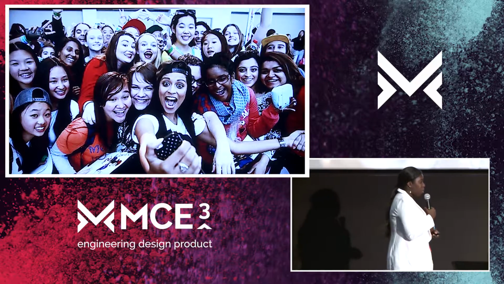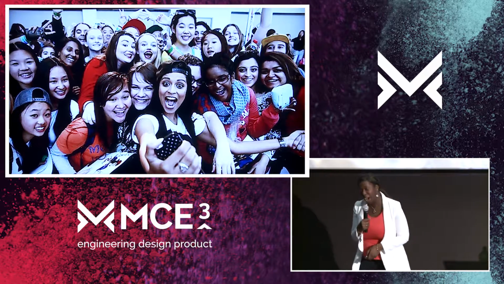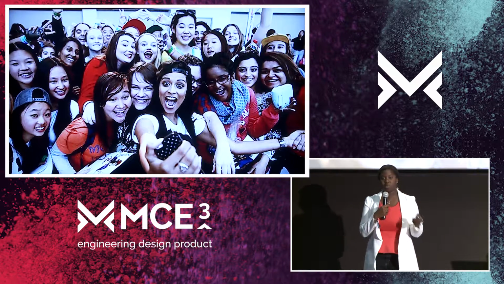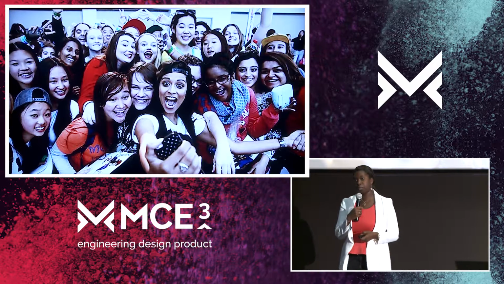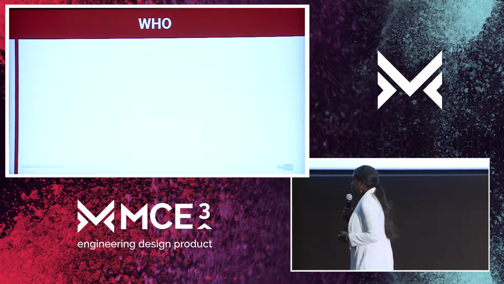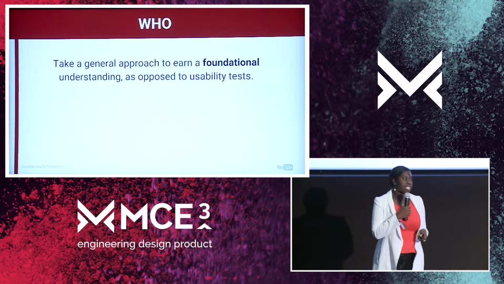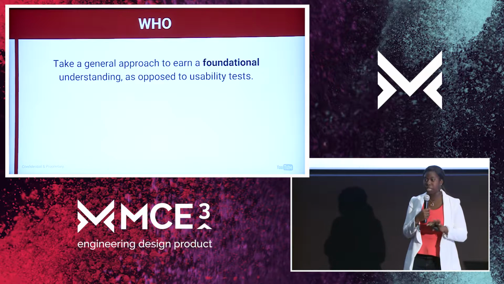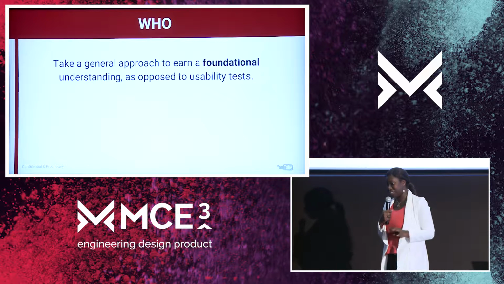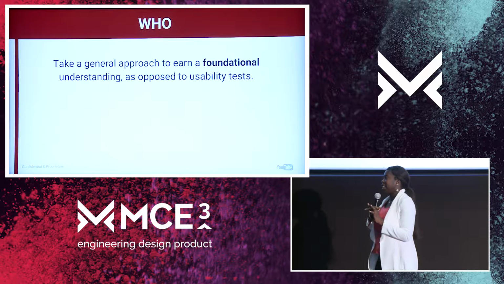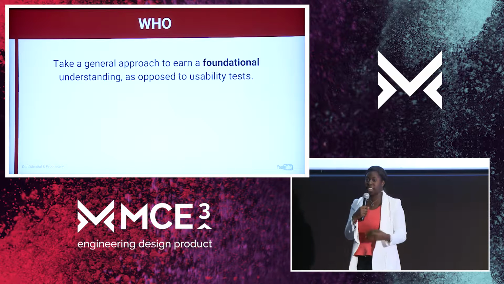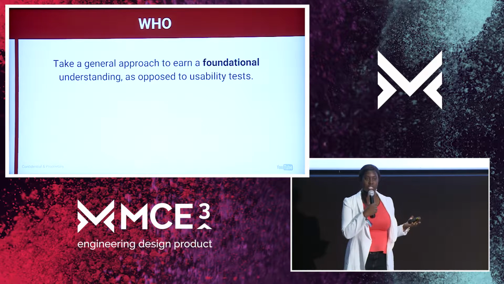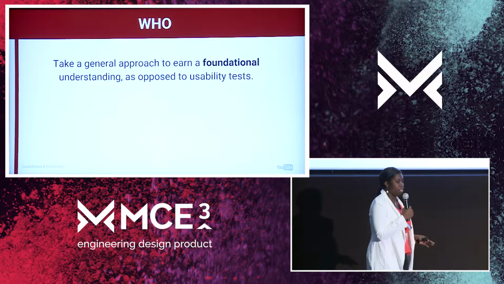So I'm now going to walk through the who, when, where, why, and how, and once again give 3 tips in each on what we can do, hopefully together, to enable these types of things more broadly. So the first in who is take a general approach to earn foundational understanding as opposed to usability tests. So once again, we still do usability tests, so we're a big fan of that. That is a completely critical part of what we do to make sure that our interactions are working. But once you start doing these types of general approaches, it allows you to kind of break free from that.